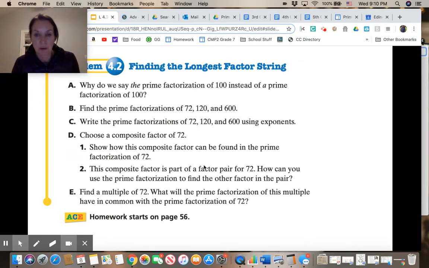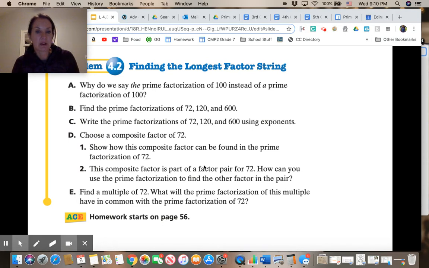So remember, an exponent is the little raised number that says how many times a number, or a factor, is repeated. So 72 was 2 to the power of 3 times 3 to the power of 2. 120 was 2 to the power of 3 times 3 times 5. And 600 was 2 to the power of 3 times 3 times 5 to the power of 2.